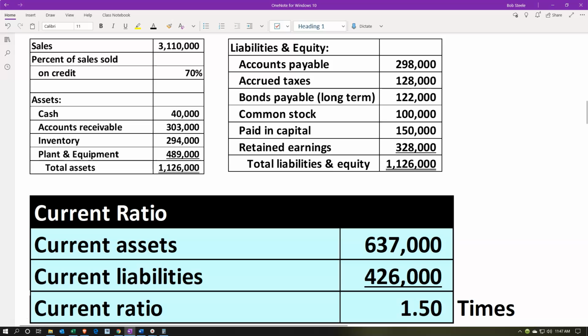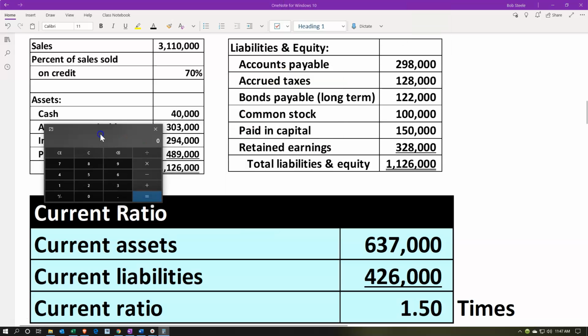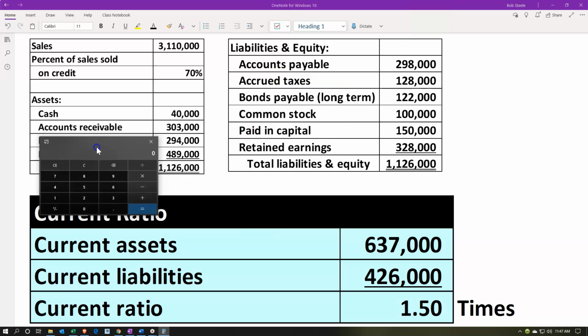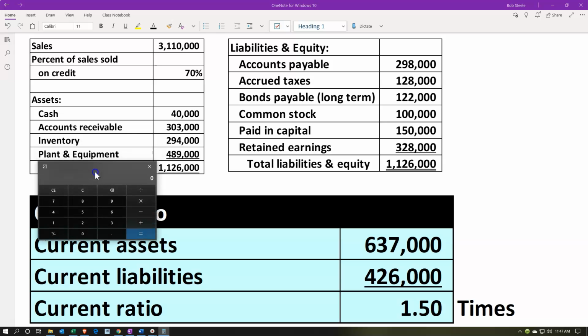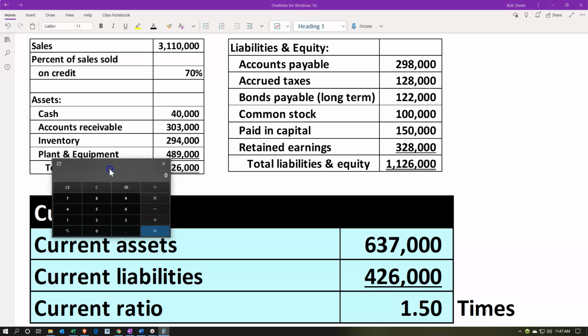So the current assets, then, what are the current assets here? We've got cash, which is going to be very liquid. That's a current asset. Accounts receivable is a current asset. Inventory is going to be a current asset. Plant and equipment, those are depreciable assets, not current. Those are things that we cannot pay off our current obligations with because they're going to be long-term items.